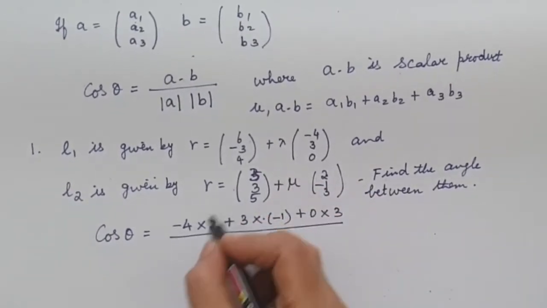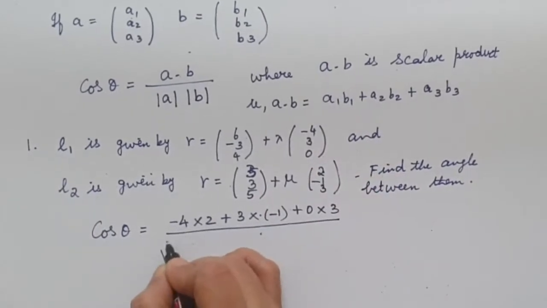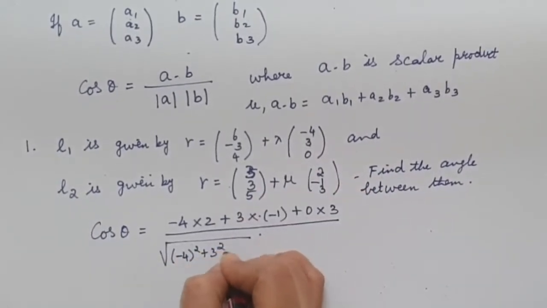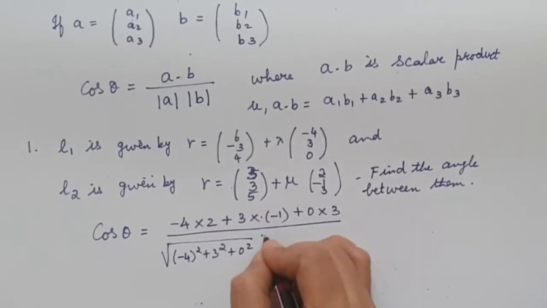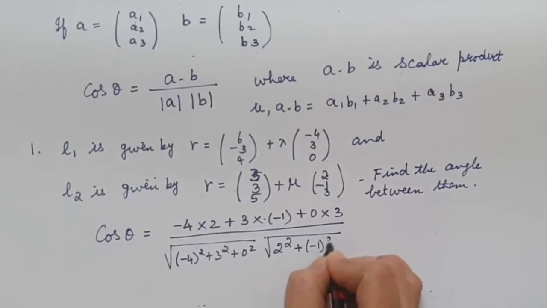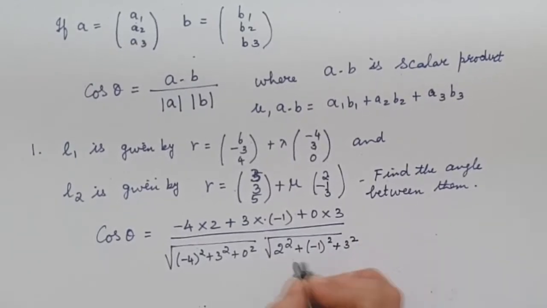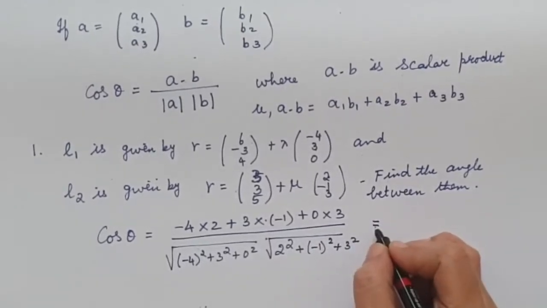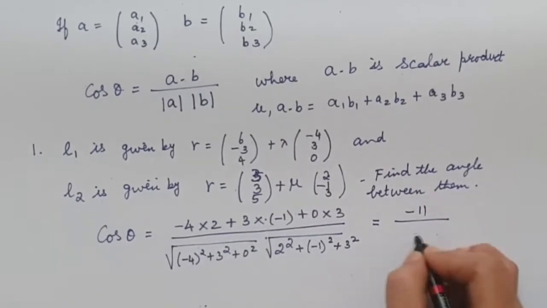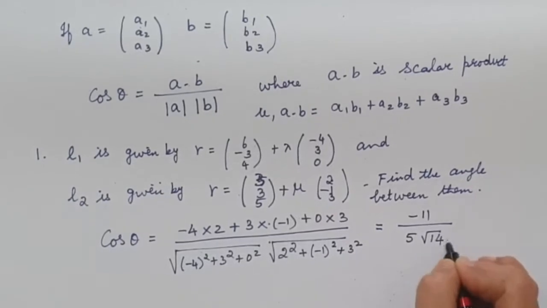The magnitude of the vector for the same direction is the square root of minus 4 square plus 3 square plus 0 square. In the same way, for our second vector it is 2 square plus minus 1 square plus 3 square. When we simplify this, we get our answer as minus 11 over 5 into square root of 14.